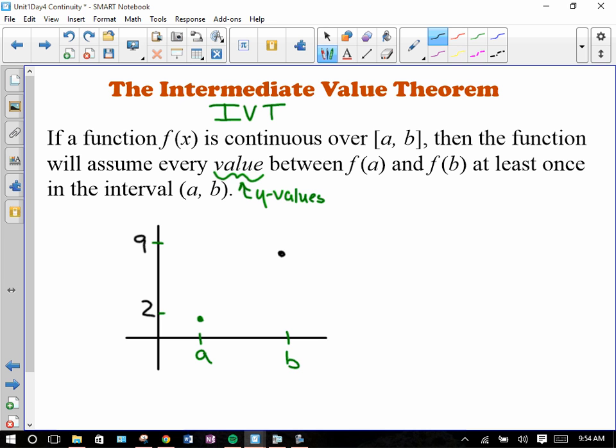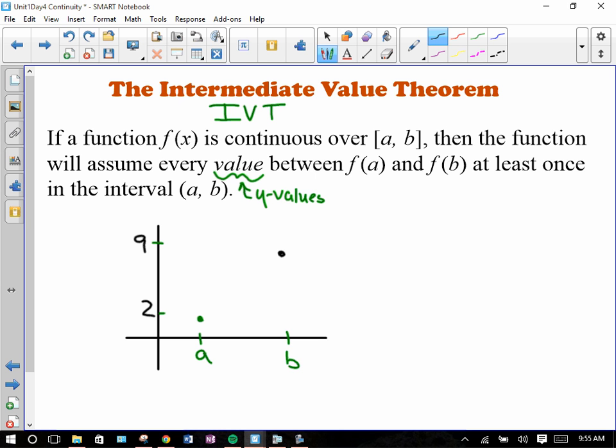Alright? What it's saying is this. Alright. So what it's saying is this. If the y value at x equals a is 2, and the y value at x equals b is 9, it is saying that this function will take on every value between 2 and 9. It has to.